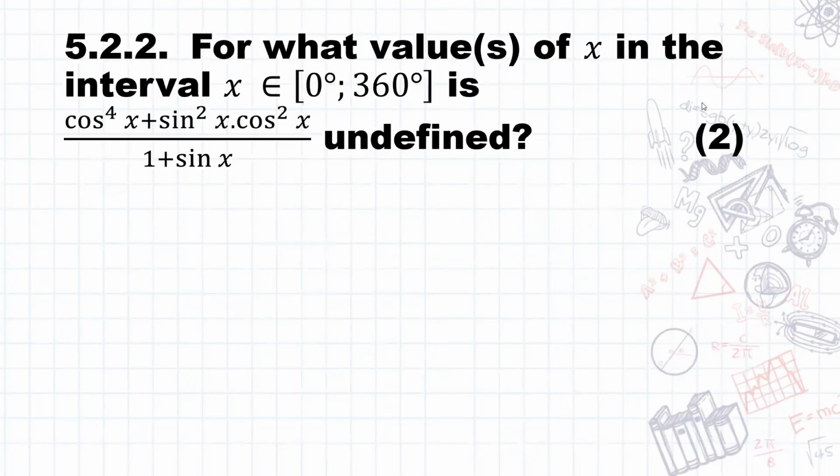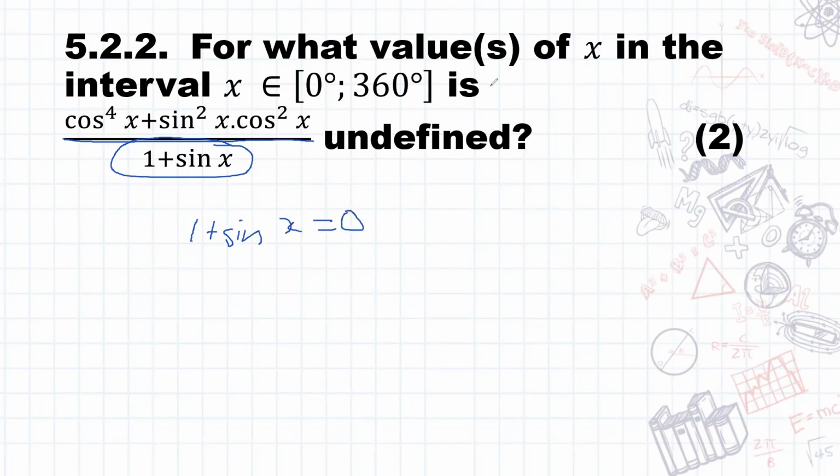All right, so the next thing says, for what values of x in the interval x between 0 and 360 is this undefined? Now, whenever we get a question that asks us for something that is undefined, undefined should tell us that we are trying to divide something by 0, which we can't do. And that's why it becomes undefined. So how do we divide anything by 0? We can see this is our divide line. And so we're trying to make this equal to 0. So 1 plus sine x is equal to 0.